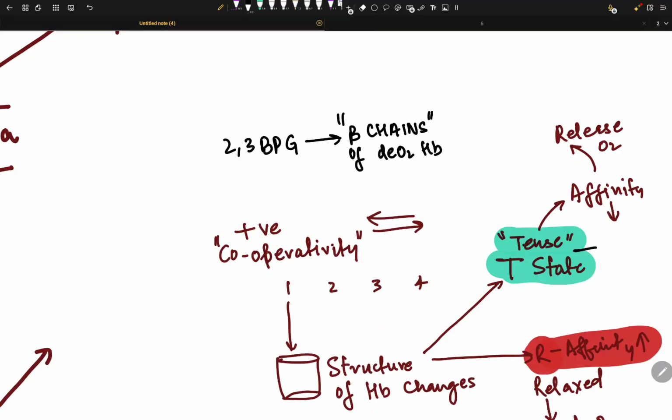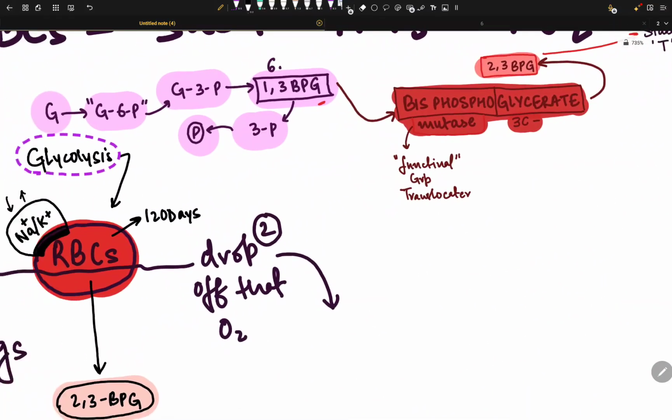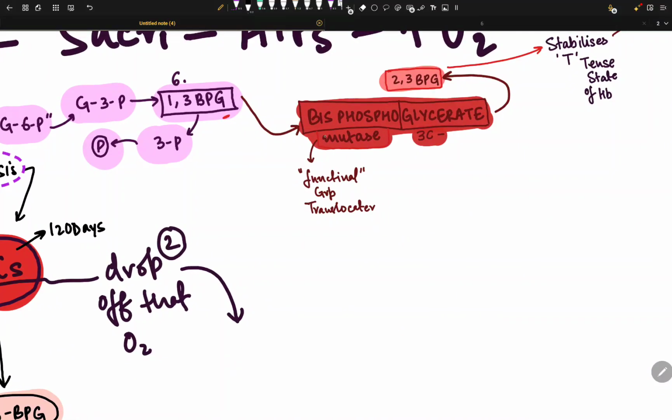So what happens when 2,3-BPG binds? First of all, where does 2,3-BPG even come from? Well, 2,3-BPG comes from 1,3-BPG. And when 1,3-BPG interacts with bisphosphoglycerate mutase, it undergoes a change where the phosphate group changes its position from the first carbon to the second carbon, and then we have this product.